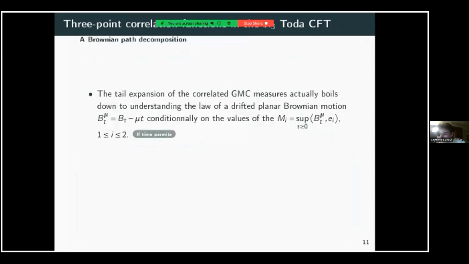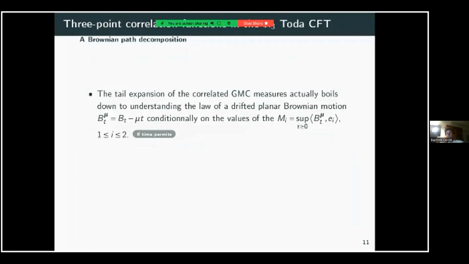Okay, next, it's a more probabilistic slide. So I'll try to explain, to convince you, that reflection coefficients naturally arise in the tail expansion of correlated GMC measures. So why is it the case?